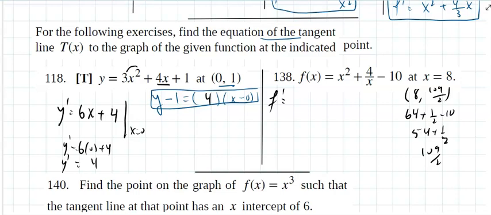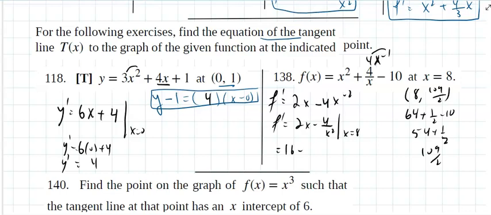f prime is, and this is really 4x to the negative 1. So that is 2x. Bring the power down, subtract 1 from the power, and that's a 0. So f prime is 2x minus 4 over x squared, evaluated at x equals 8. That would be 16 minus 4 over 64. And that would be, let me see how I'm going to squish this in.